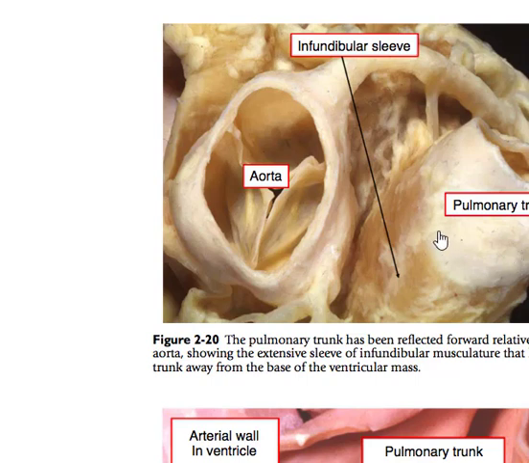Here's a picture of the heart, and they've cut through the aorta so we can look down the aorta, and there are the three flaps, 1, 2, 3 flaps, that make up the aortic semilunar valve. They've cut away the pulmonary trunk, but if we could look down inside of it, we would see something that looked almost the same as this, but in the pulmonary branch.